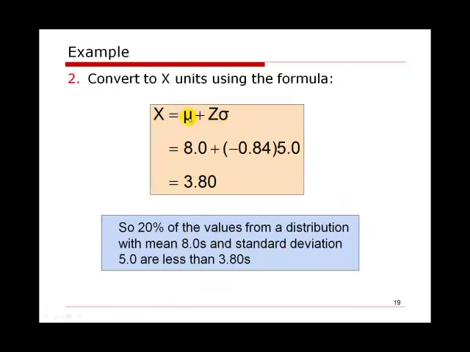Mu is the population mean, which is 8. Sigma is the population standard deviation, which is 5. We substitute these two values into the formula, which gives us a value of 3.8. So 20% of the download times will be less than 3.8 seconds.